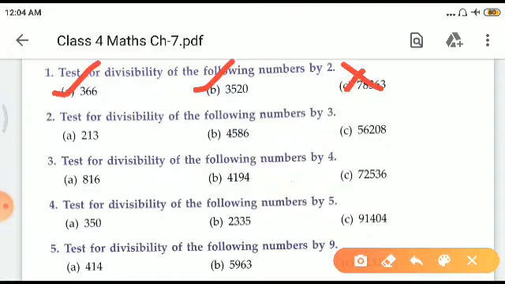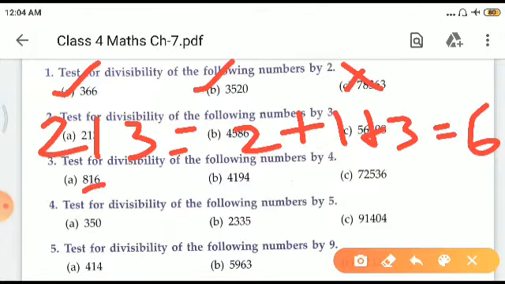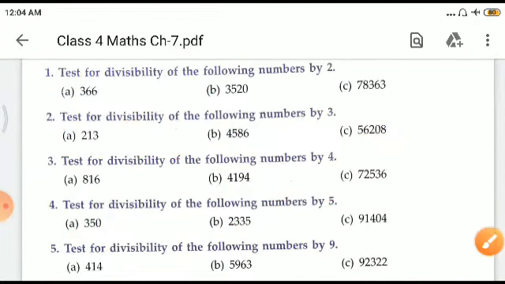Next, divisibility by 3. Let us add. We will be taking the first number, 213. So what we will be doing? We will be adding 2 plus 1 plus 3. We get 6. And 6 divided by 3 is 2. So 213 is divisible by 3, right?